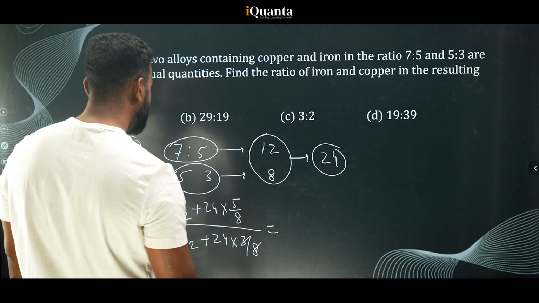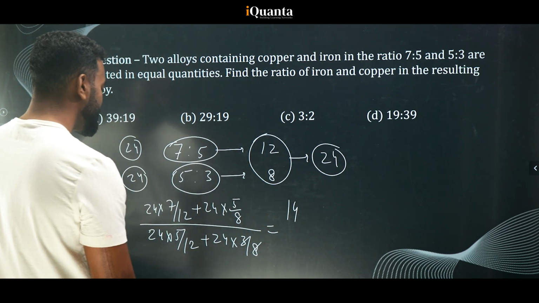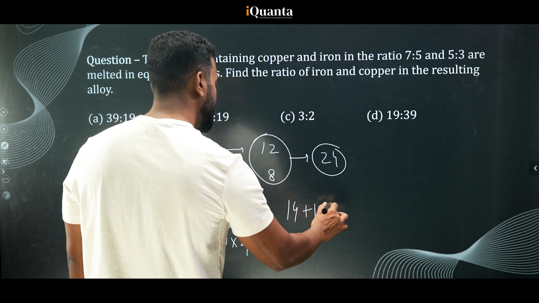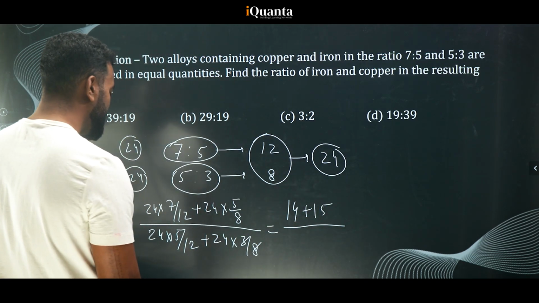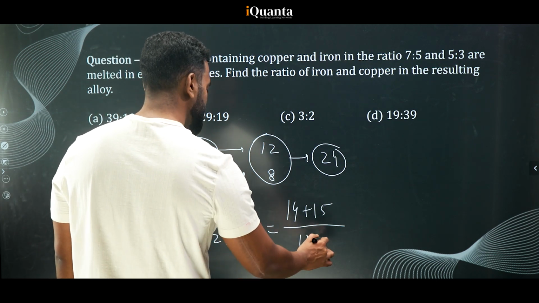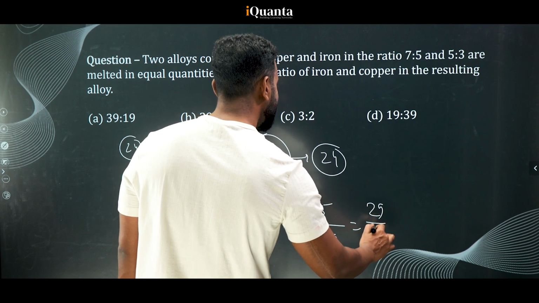So if you solve this, 2 7s are 14, 2 7s are 14, plus 15, 14 plus 15 here, and next is 10, and next is 3 3s are 9, 99. So the answer here is 29/19.